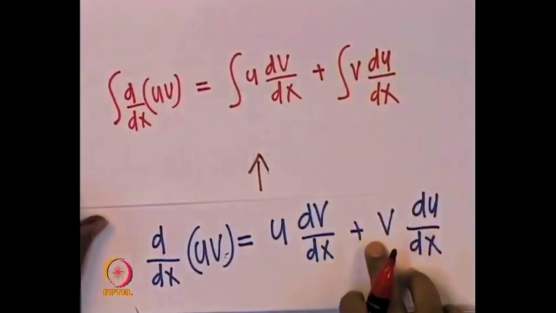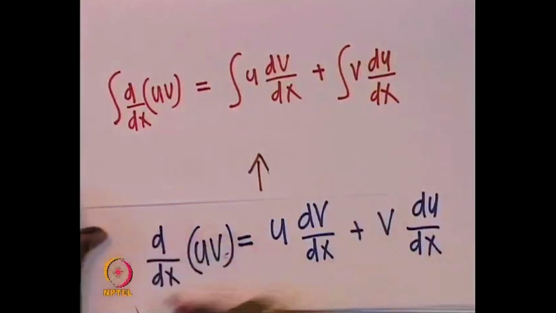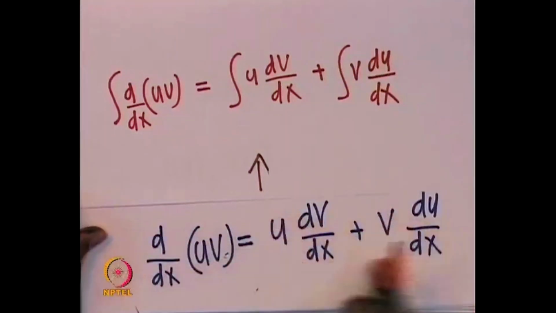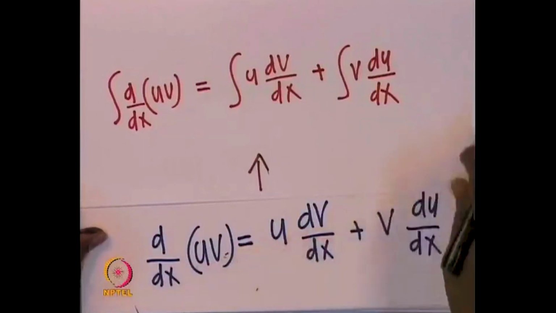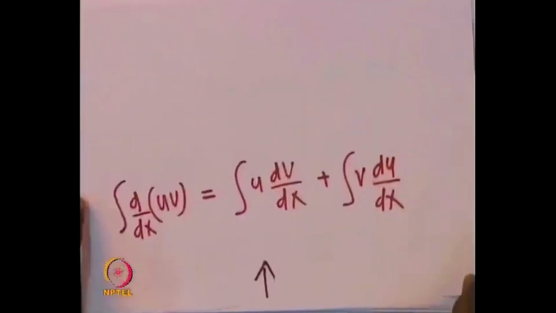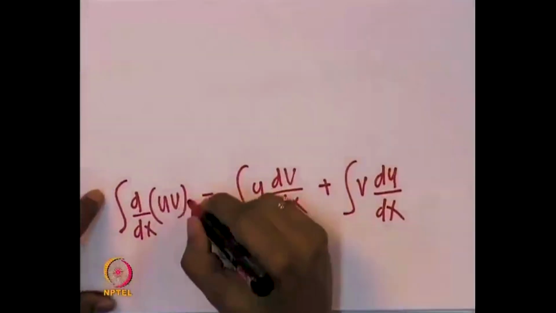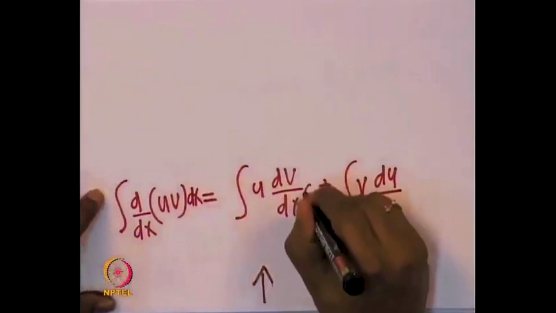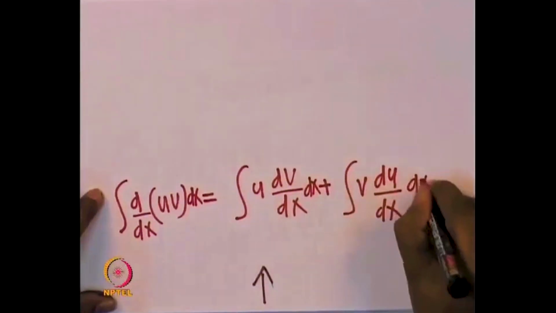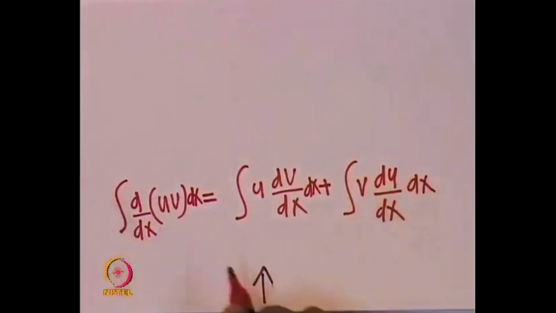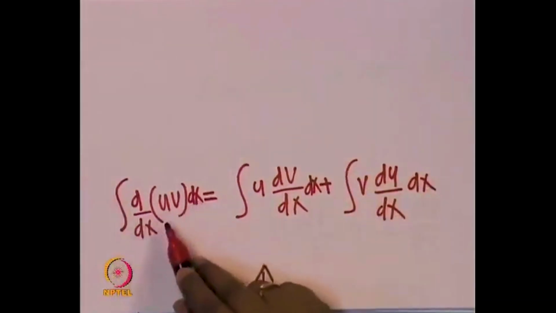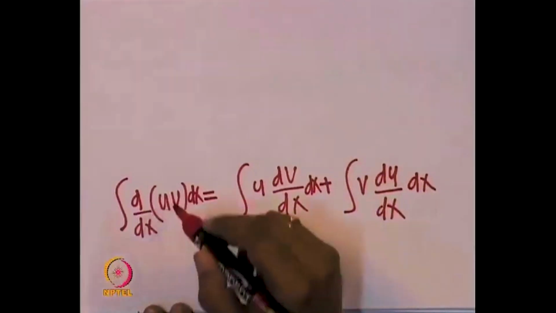So, what did I do? I just put an integral here, here, here. So, I integrated on both sides of this equation. This equation is something that we had learned. Then what do we get? When I integrate, I have to put a dx everywhere. So, I have a dx here and a dx here. So, what is the integral of d by dx of uv dx? This has to be uv itself.